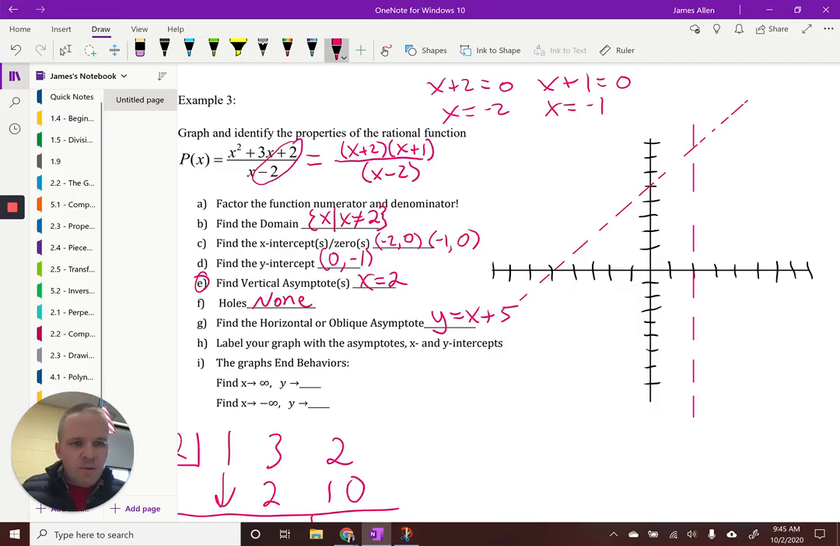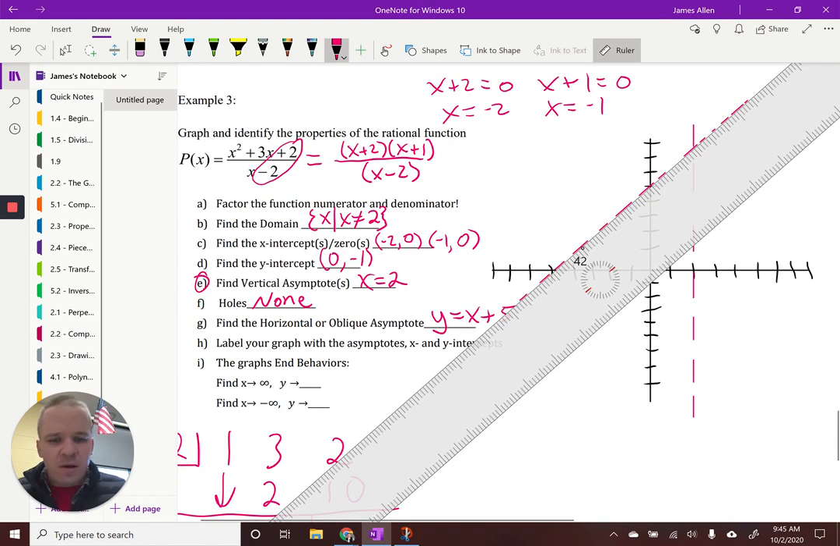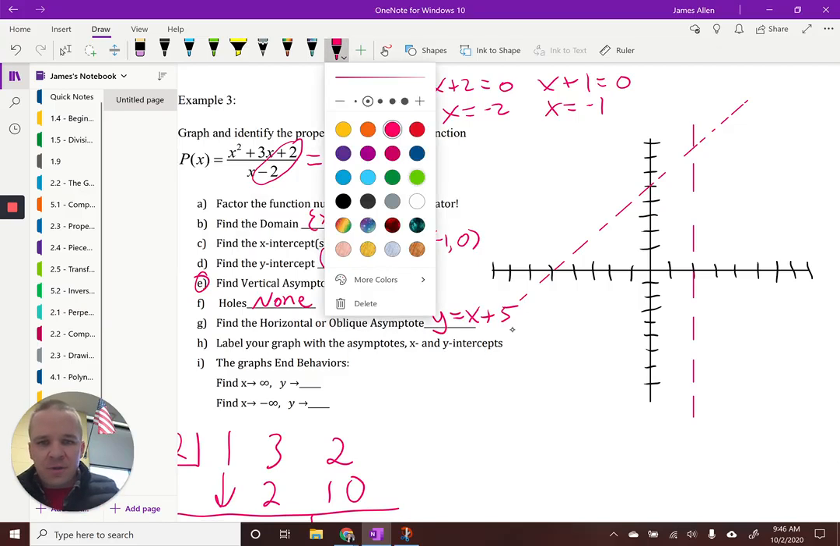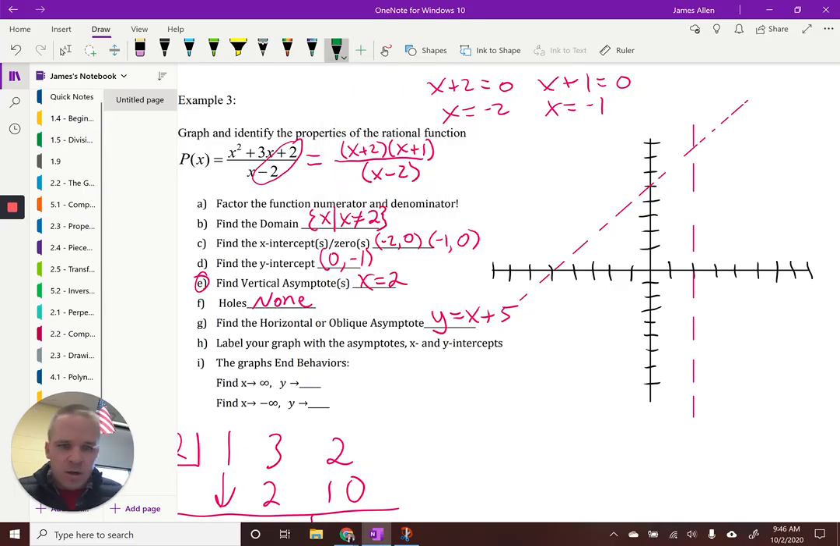Now, let's see here. We're going to see more of one part of the graph than the other, but that's all right. So my intercepts, and you know what, I'm going to change colors now for the graph so that we can see it a little bit better, with the asymptotes in one color. So I've got my x-intercepts of negative 2, 0, and negative 1, 0, right there and there. I've got a y-intercept of 0, negative 1, which is right here. So this graph is going to be looking something like this.